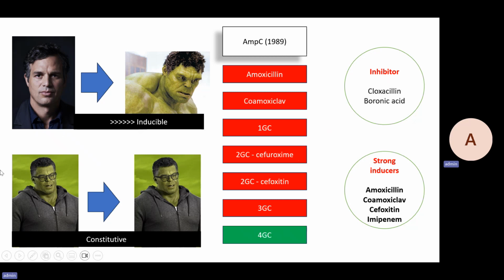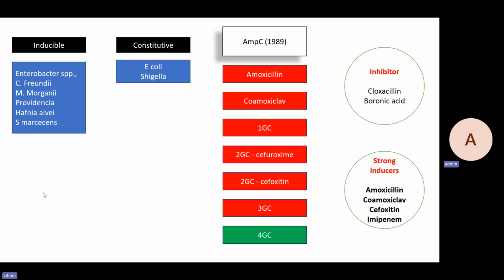On the other hand, there are certain bacteria, like here, smart Hulk, he's always Hulk. He doesn't need to be angry to become Hulk. So these are constitutive. They produce AmpC from the very beginning, and they are always producing AmpC. You do not need any inducer for them. They might not be producing a large amount of AmpC, they might be producing a very small amount, but they are nevertheless producing AmpC.